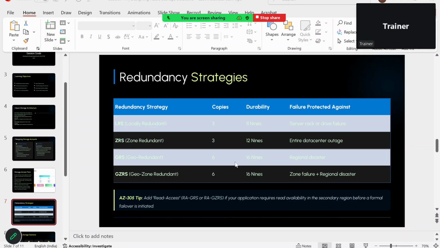And what are the benefits? It survives data center failure, high availability, automatic replication. And what are the use cases? It is used in production applications and critical business data.